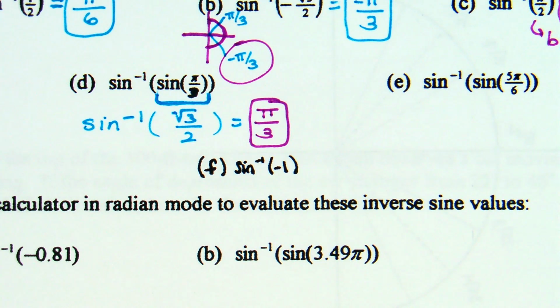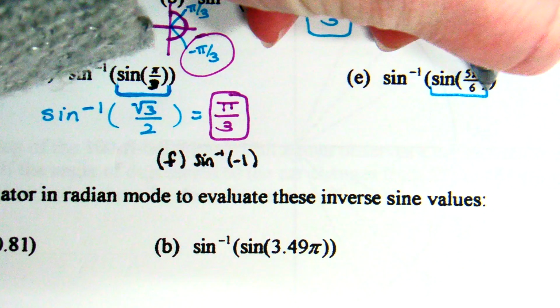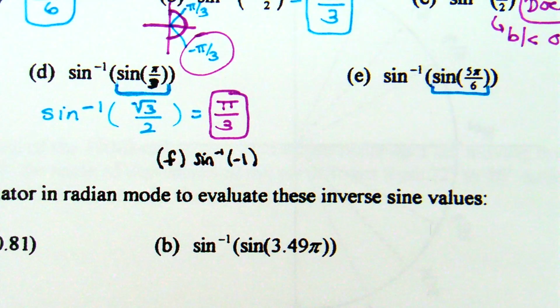Okay, let's try E. I don't know my alphabet today. Sine inverse of sine of 5 pi over 6. Okay, so like the last one, when there are multiple sets of parentheses, start on the inside. So, what is the sine of 5 pi over 6?